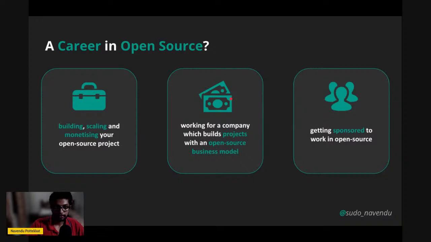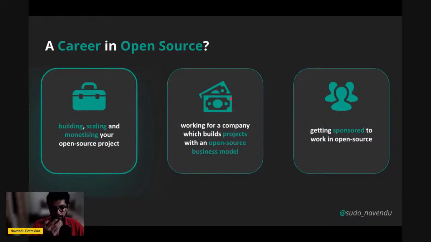So the first way is to build, scale, and monetize your own open source project. Instead of contributing to open source projects, you can make your own open source project, scale it up, and find ways to monetize it. There are a lot of successful open source business models, one of which is the open core model, where you have an open source offering and a proprietary offering on top of that. The open source offering is completely free, and if people want to use, let's say, features like cloud support, or advanced features, they have to pay for the proprietary software built on top of the open source project.